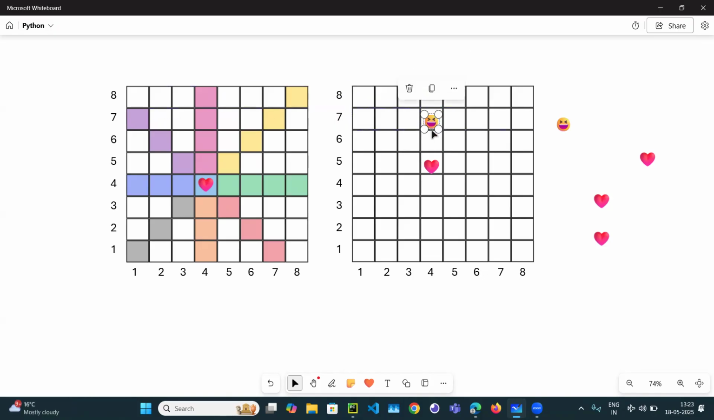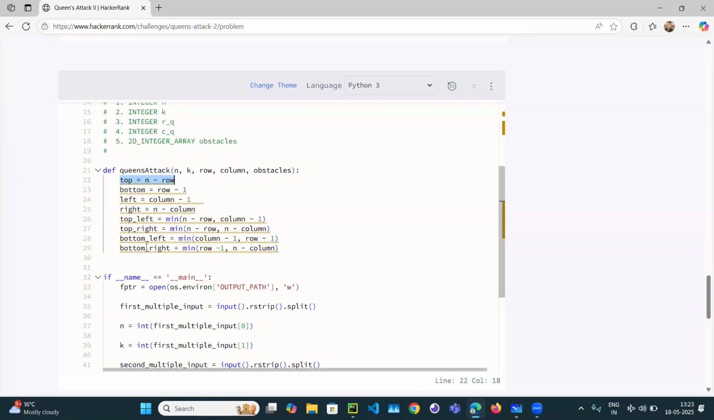All right, so you need to first find out where the obstacle is. It could be any number of obstacles, so you need to check for all the obstacles, because one obstacle can be here and another could be here as well. In this case two variables will be updated: the top variable and the right variable, but the remaining variables will remain the same. Now you have all these eight variables.